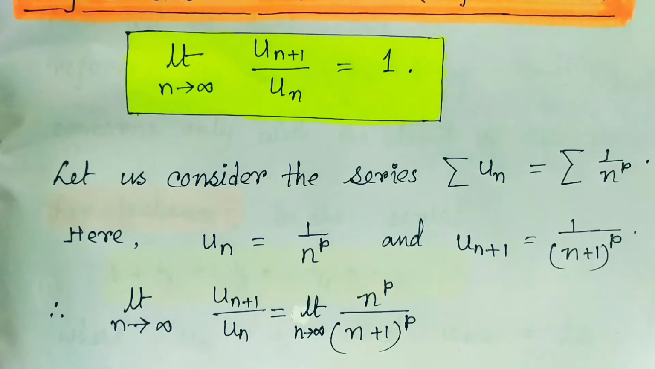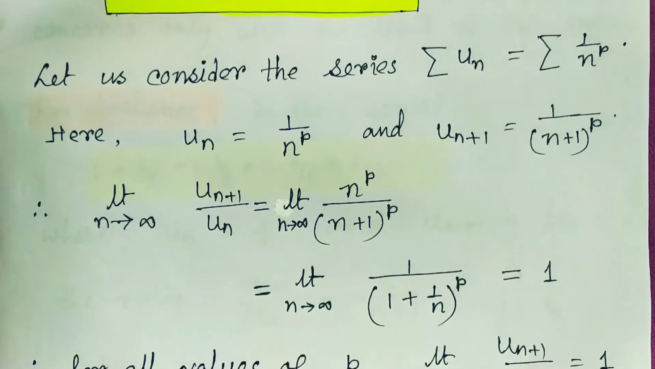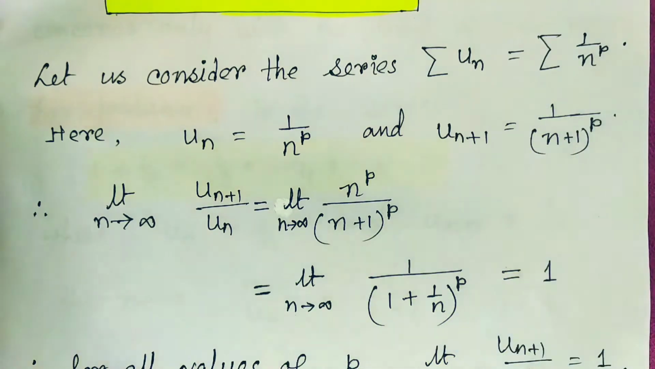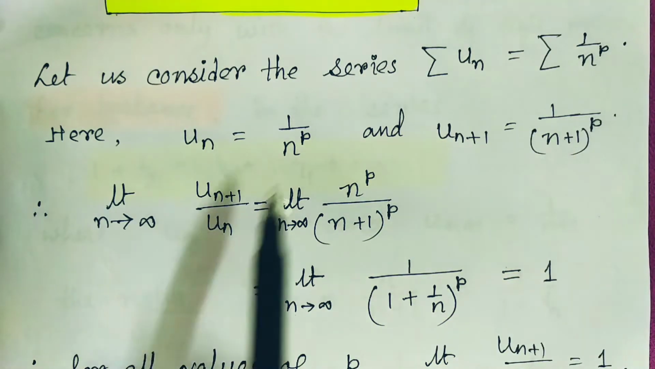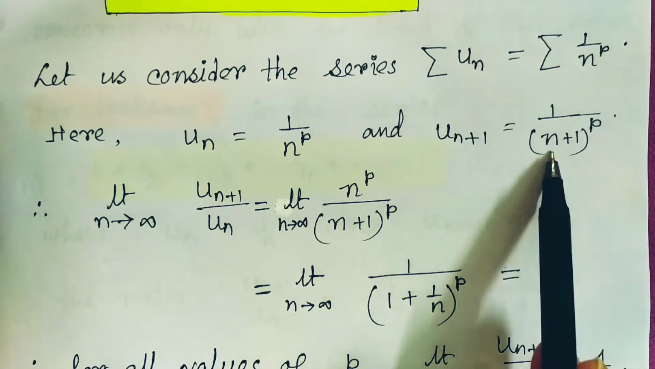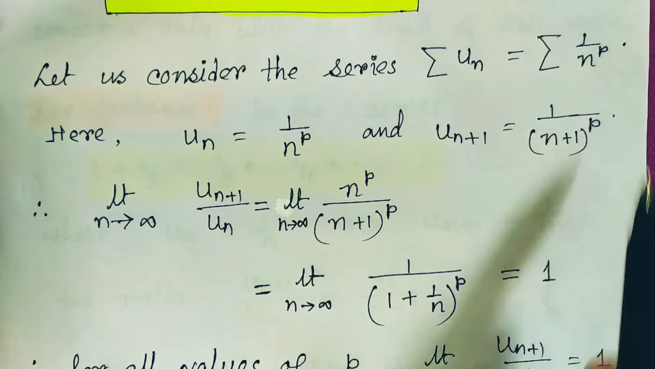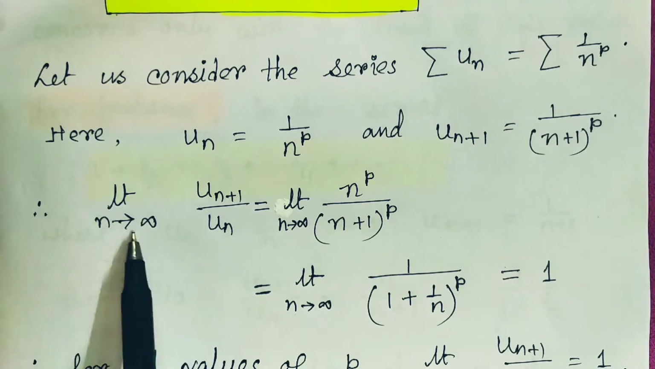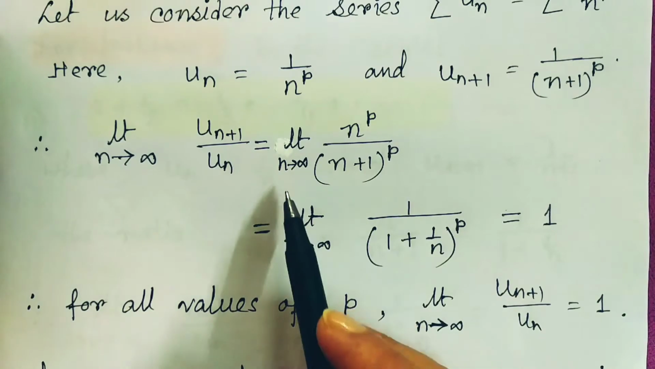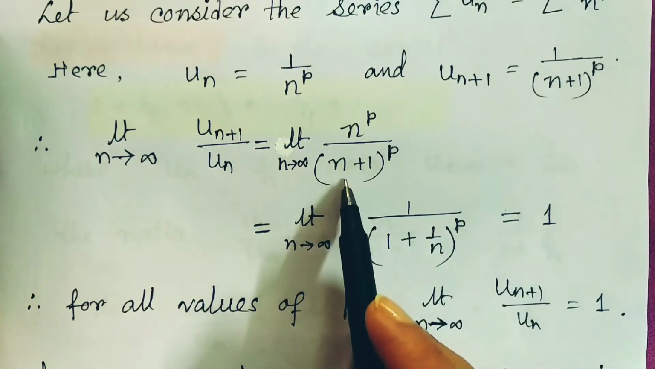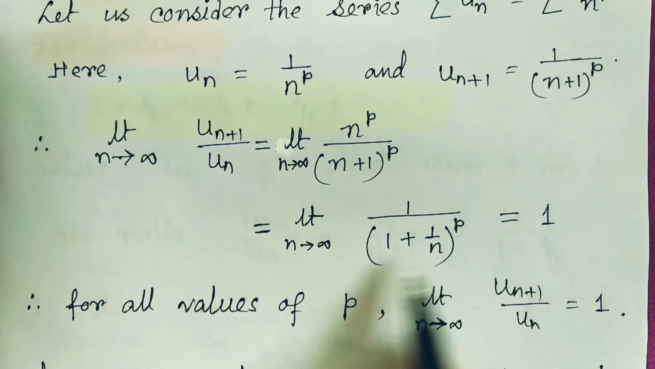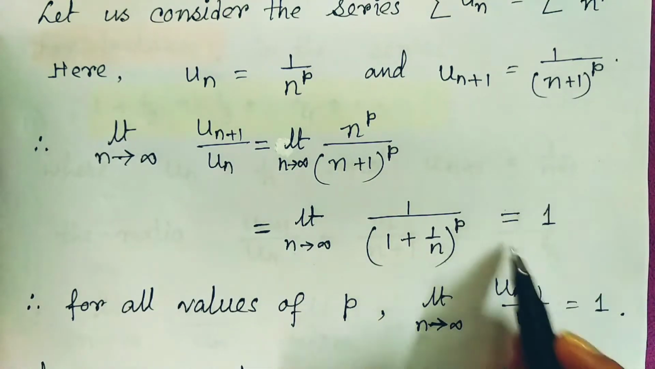We start with the P series. Everybody is familiar with the P series. So just look here, we consider the series summation 1 upon n to the power p. So here un is 1 by n to the power p, and obviously un plus 1 is 1 upon n plus 1 to the power p. Now if we take the limit of this ratio, we find the limit as n tends to infinity of n to the power p divided by n plus 1 to the power p, and when we take the limit, the value is 1.